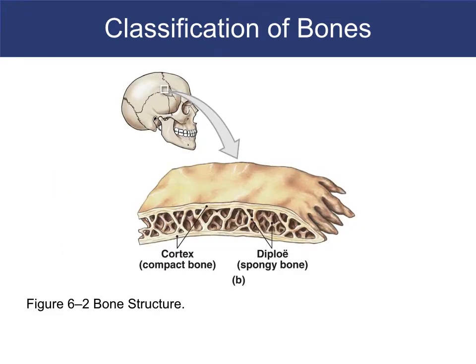Here's a nice picture, a diagrammatic picture of the skull. And you can see there's a layer of cortex or compact cortical bone on the outsides. There's a layer of spongy bone in between.